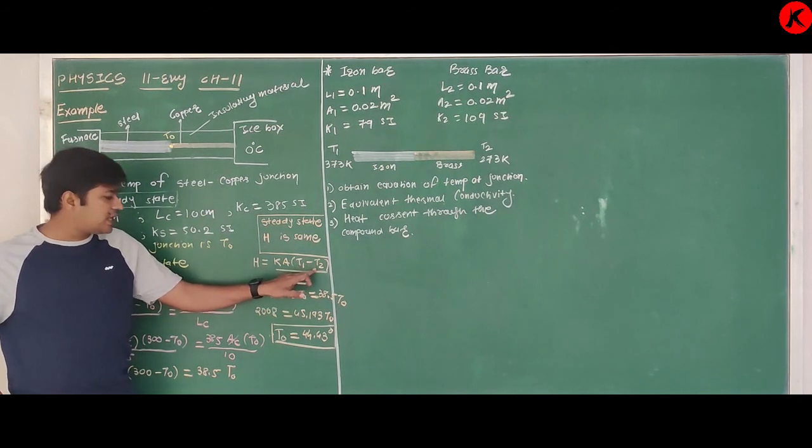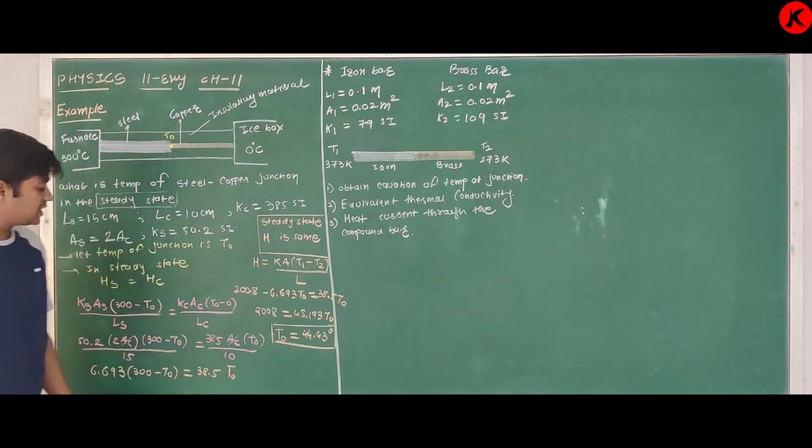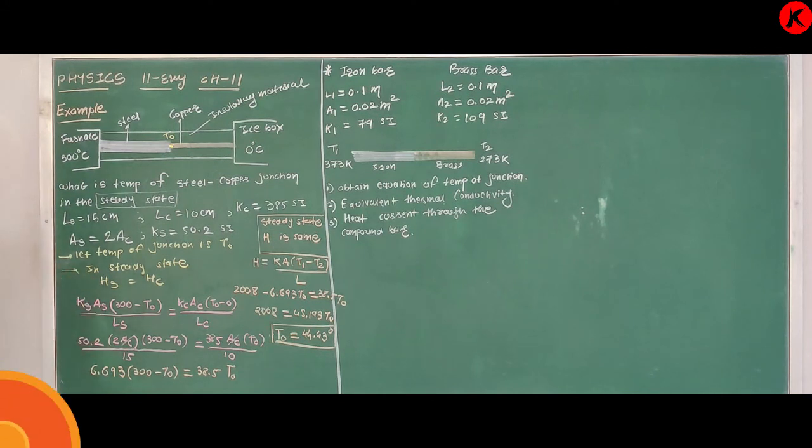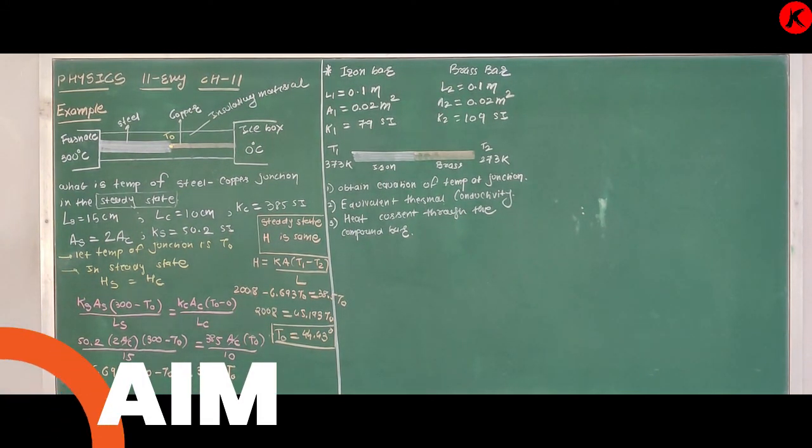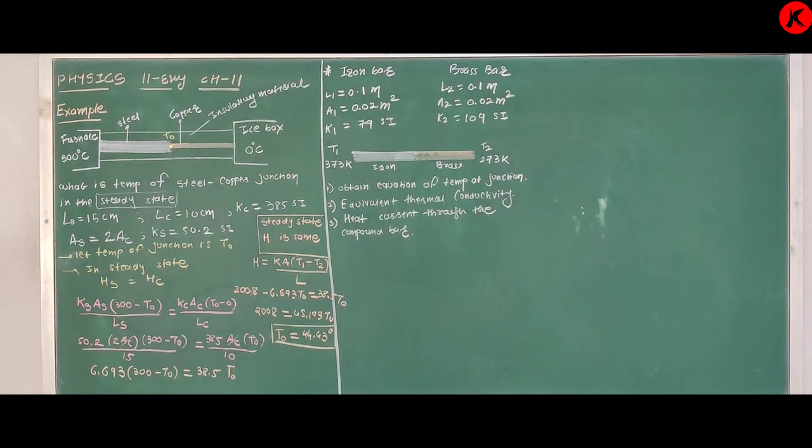T2 is the temperature of the cold end. L is the length. Simple. Put in the values; you can easily calculate this one. Okay, now the second question. What is the second question?